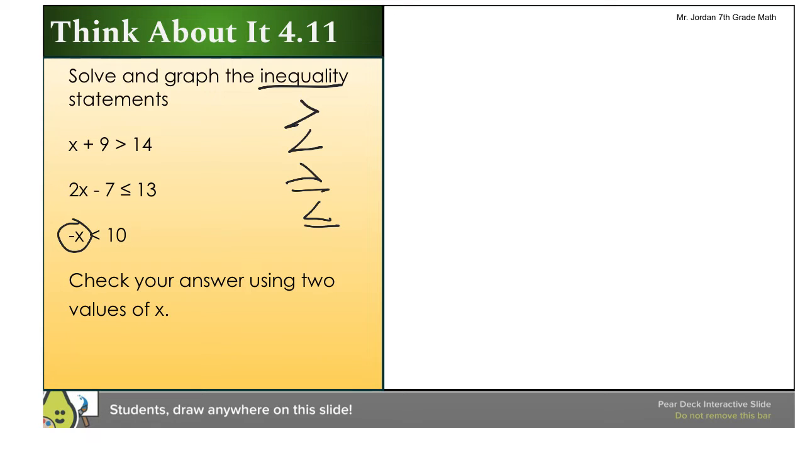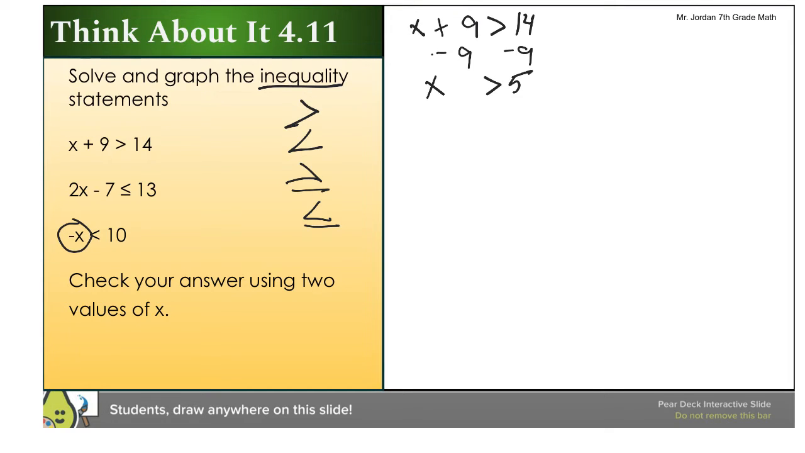So if I start off, x plus 9 is larger than 14, then I'm going to simply isolate the x by subtracting 9 on both sides. So x is larger than 5.